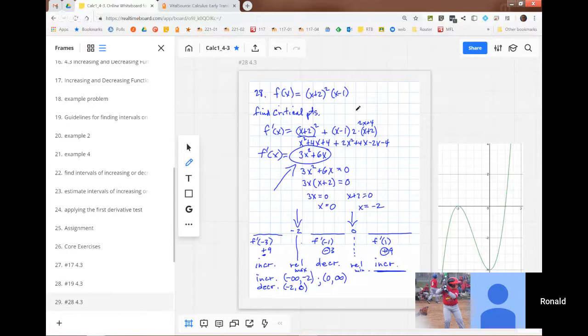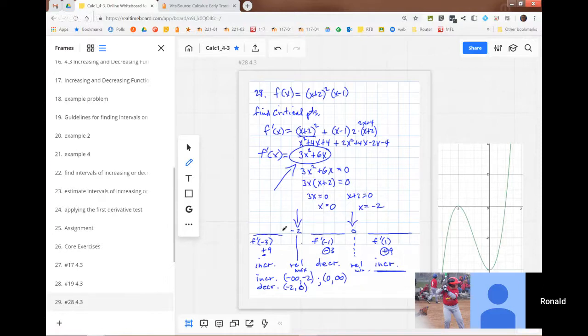When is the derivative equal to 0? Well, I was able to factor that, 3x times x plus 2. When is 3x equal 0? When x equals 0. When is x plus 2 equal 0? When x is negative 2. So I found my 2 dividing points.